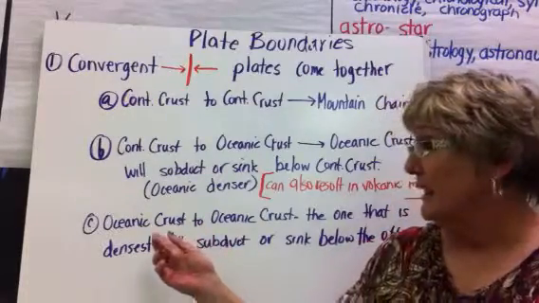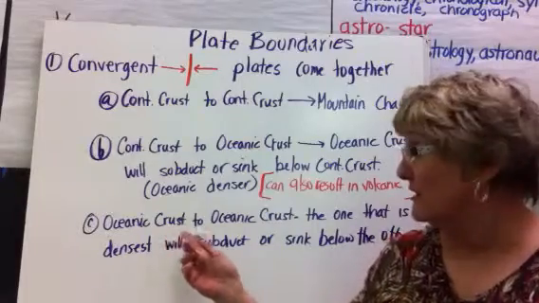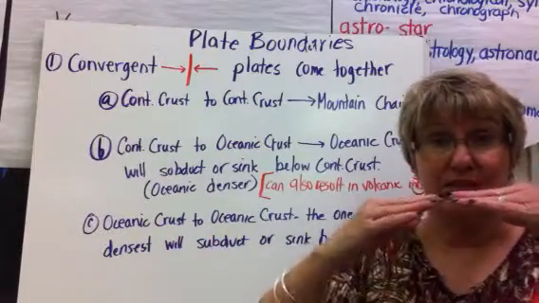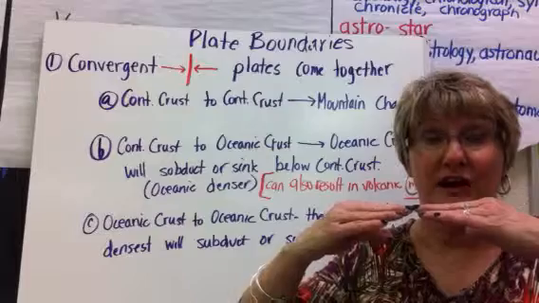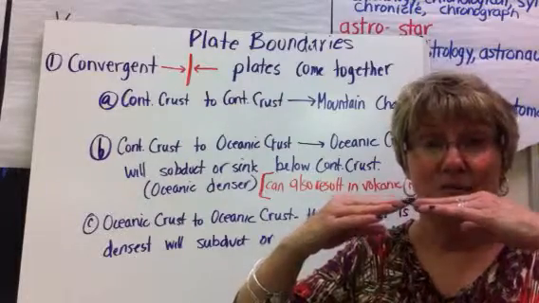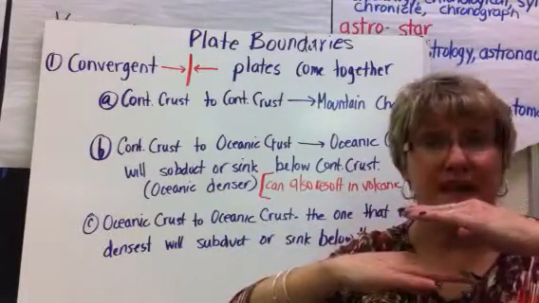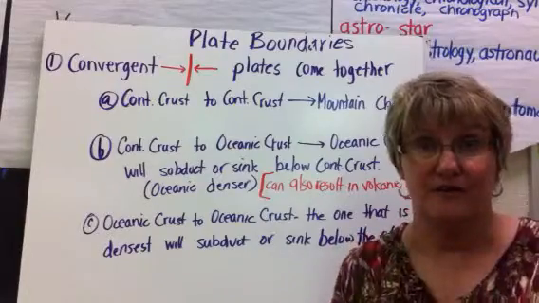Now, we also have oceanic crust converging with oceanic crust. And when that happens, whichever oceanic crust is the densest is the one that will subduct or sink under the other oceanic crust.